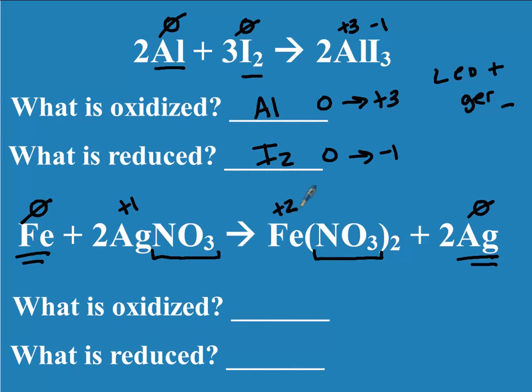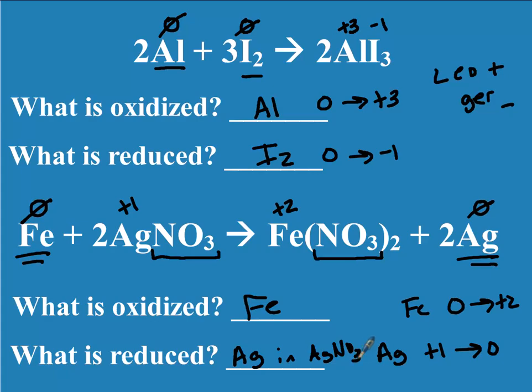Another thing that I didn't note a second ago is these coefficients are not mattering when it comes to listing out my oxidation numbers. I can ignore those and just look at the compound itself. So iron went from a 0 to a +2, so that was more positive, so it must have been oxidized, which means silver went from a +1 to a 0. Notice it became more negative. So silver in AgNO3 is what was reduced. So only the Ag was reduced, not the entire compound.